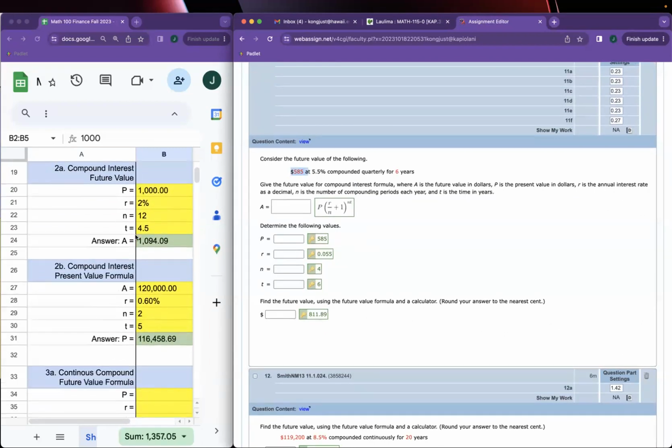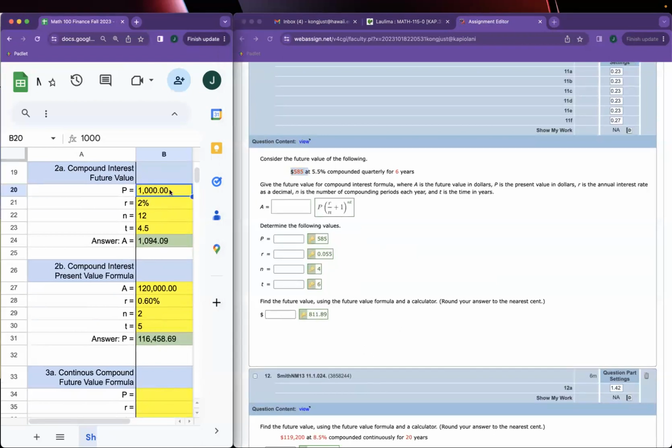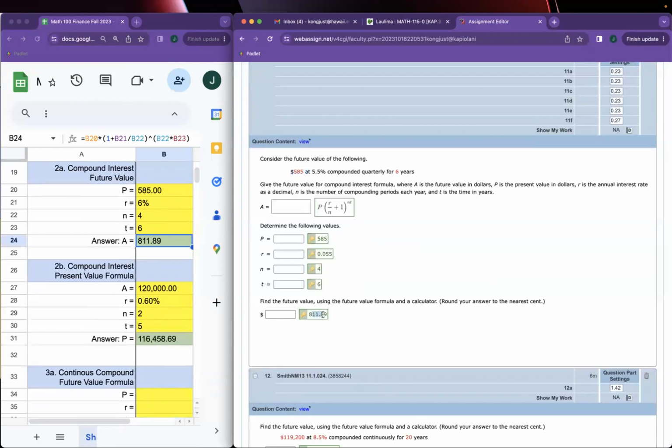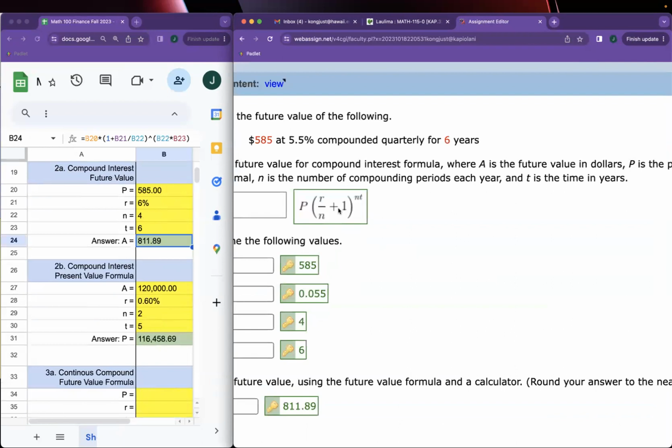And it's not continuous compounding. It's just regular compounding. P is 585, 5.5% interest. Quarterly means N is 4, for 6 years. We should get 811.89. Same variables here. The formula is right there for you.